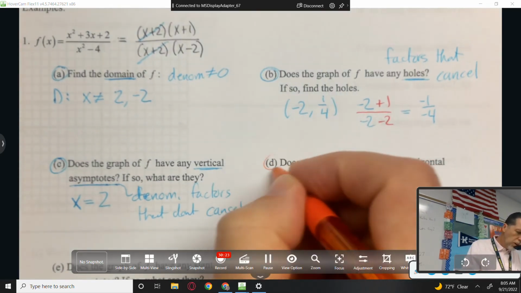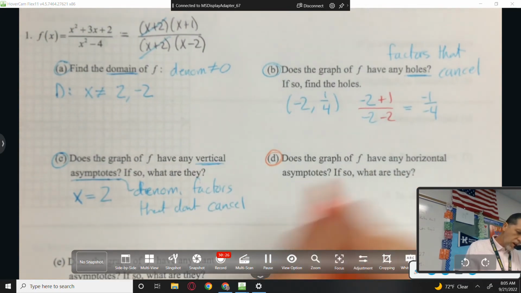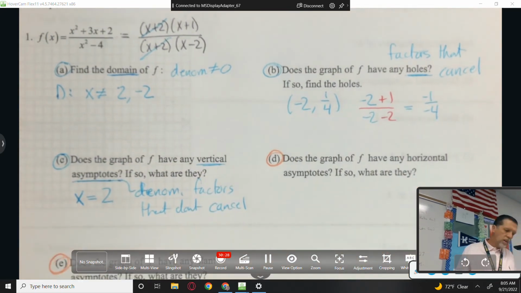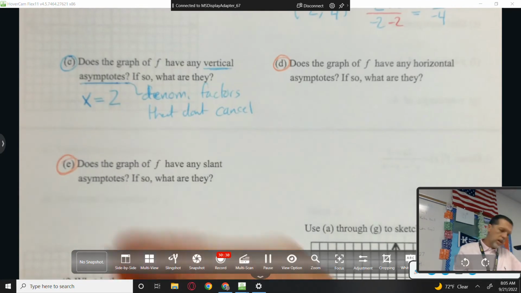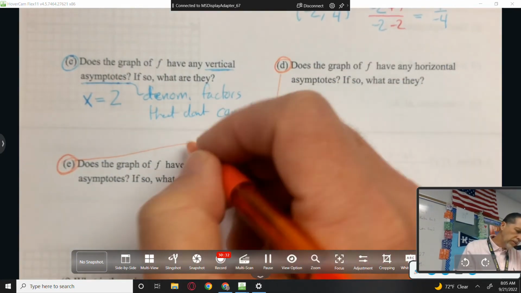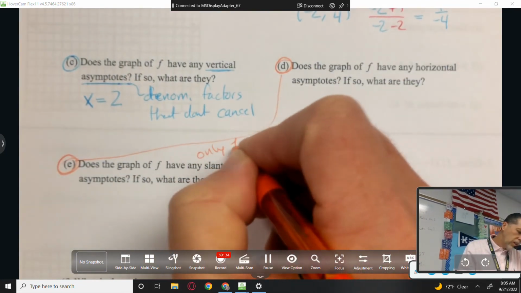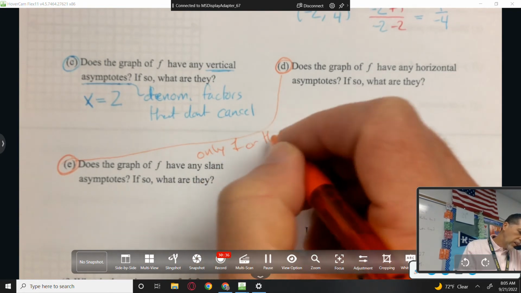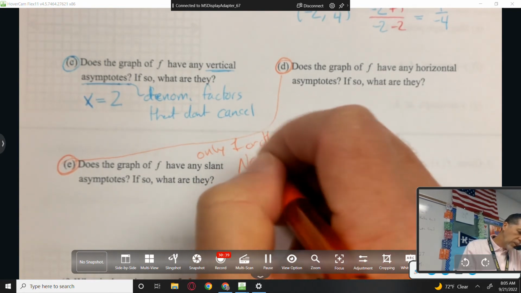Part 2, horizontal versus slant. Again, there's always only one of those. Only one or the other. Not both.